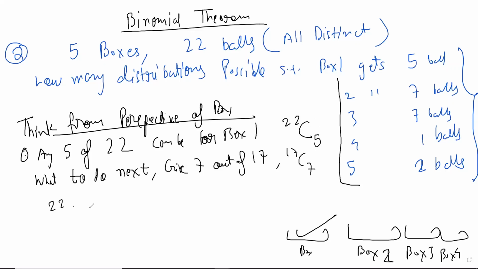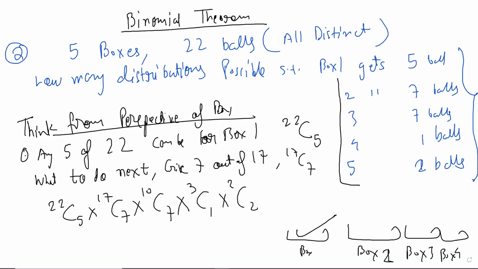And then it will be clear. In the next step, you subtract: it will be 10 choose 7. Then 3 choose 1, and then 2 choose 2. Right. So this is one way to get the answer.